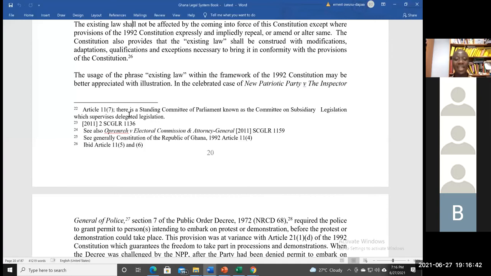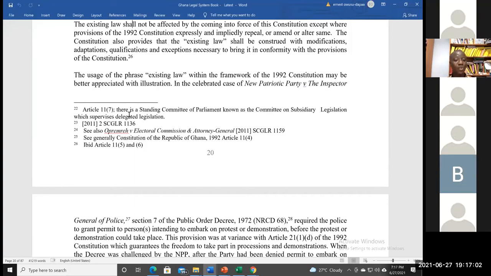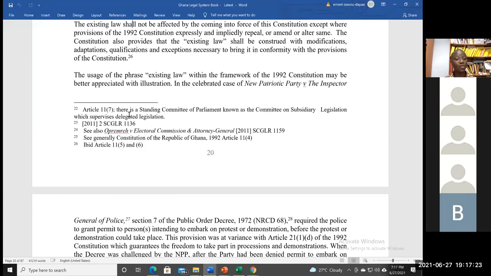And yet, the Supreme Court did not hesitate to strike almost the entire provisions down as being in contravention of the Constitution, especially the requirement that before you embark upon a demonstration, you need to get a prior police permit. Now that was found to be inconsistent with the freedom of demonstration, procession, and all that, freedom of expression, and assembly guaranteed by the 1992 Constitution. And because it was not constitutionally compliant, the Supreme Court did not hesitate to actually strike it down.